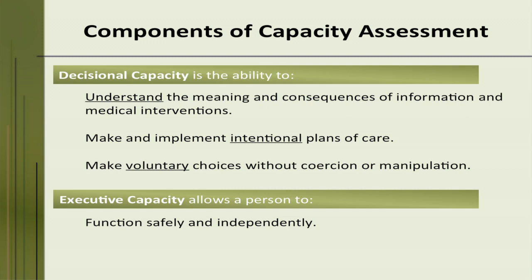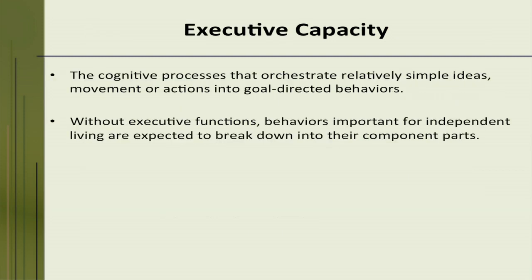It's a relatively new area of capacity because for a long time we thought that capacity is mainly the ability to understand an outcome that we're facing, understand our decisions, and have good memory and language. But then there's this idea of being able to actually carry out specific tasks in order to maintain safe and independent living. When we think about executive capacity, we think about executive functional abilities, so the ability for someone to orchestrate really simple ideas, movements, or actions into goal-directed behaviors. Without executive functions, behaviors important for independent living are expected to break down into their component parts. What this means is individuals who have poor executive capacity are unable to take small tasks that are required for a goal-oriented behavior and put them in the sequence, order, and timing in order to achieve that goal-oriented behavior.